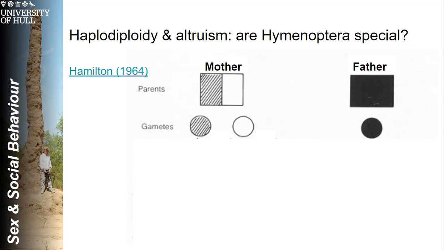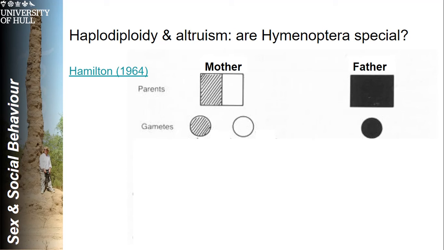Right, so now I want to move to haplodiploidy. Why? If you look across the major lineages within which you get eusociality, most of them, with the exception of termites, are haplodiploid. What do I mean by haplodiploid?